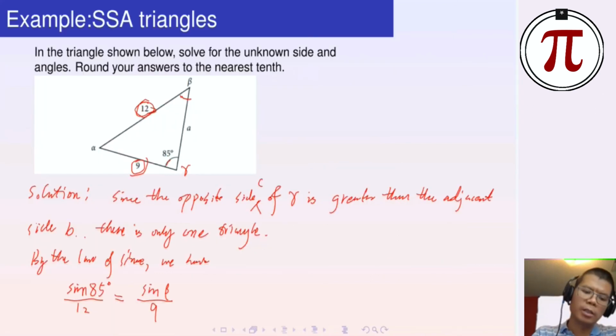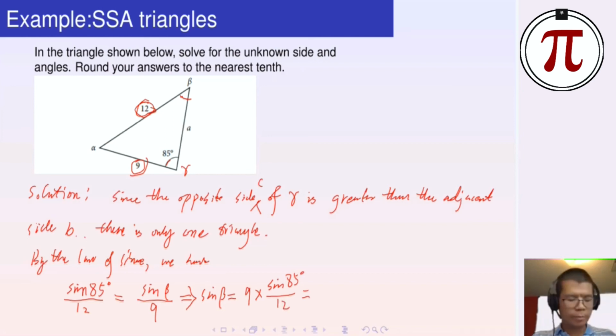Okay, so this implies what? Sine of beta equals 9 times sine 85 degrees over 12. So what is that?